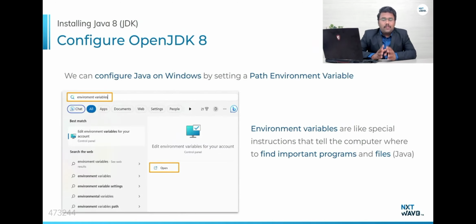To configure Java on Windows, we need to configure something called a path environment variable. These environment variables are like special instructions that tell your computer where to find important programs and important files altogether. So when you run a command like javac filename.java, your terminal or command prompt will look at the environment variable to find out where exactly the executable file is that will help it in running this particular file.